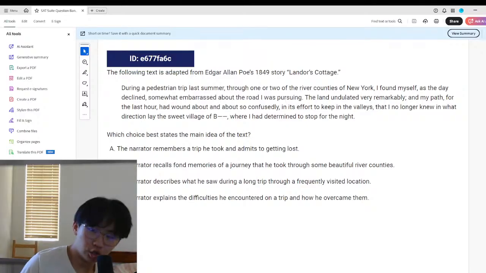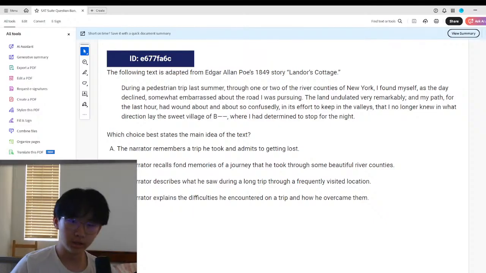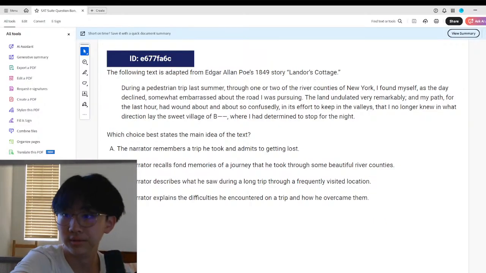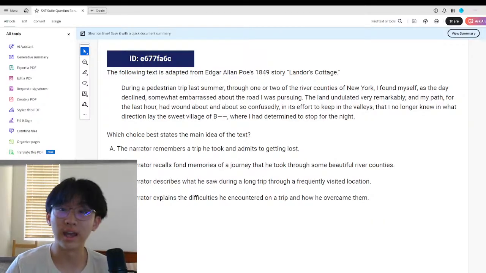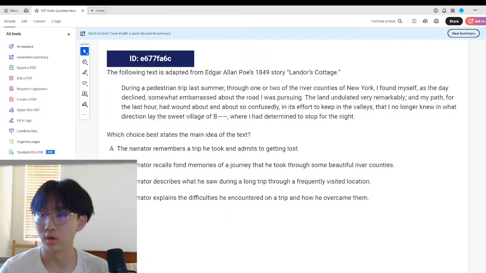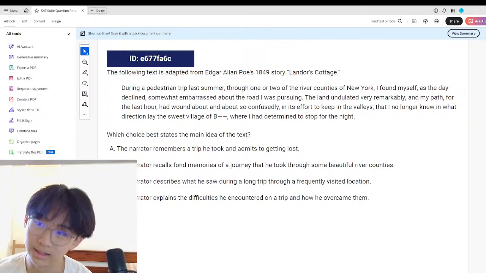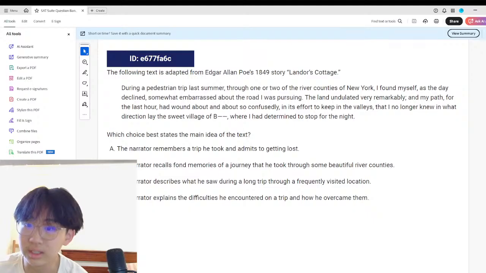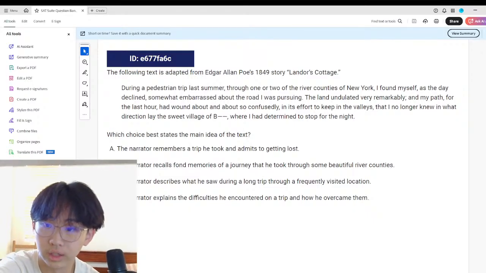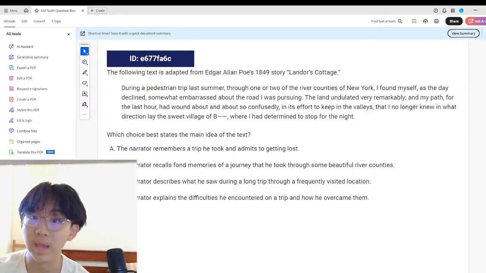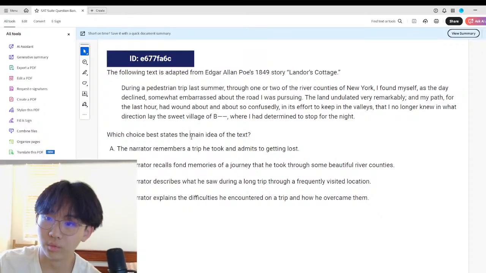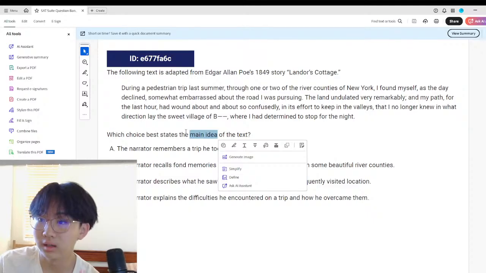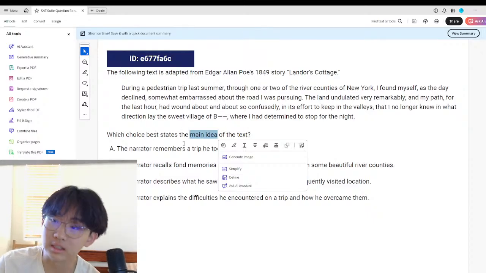Yeah, of course. So looking at the passage, right? We wanna first of all read the description, see if it gives us any of that insight that we need to answer the question. So we can see Edgar Allan Poe, Lander's Cottage. Not really much information, right? So what that means is we need to now look at the question. Which choice best states the main idea? These are the 2 words I'm looking at. Main idea, right? So once I see these 2 words, I'm looking at what's the main idea? What is this little passage about?